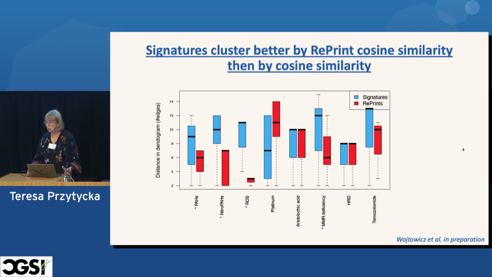Comparing these, we're gaining more by using reprint as the similarity function than by using just signature similarity. Those are various clusters, and we could see that, with one exception, reprint clusters together the things that we know are supposed to have the same repair mechanism.